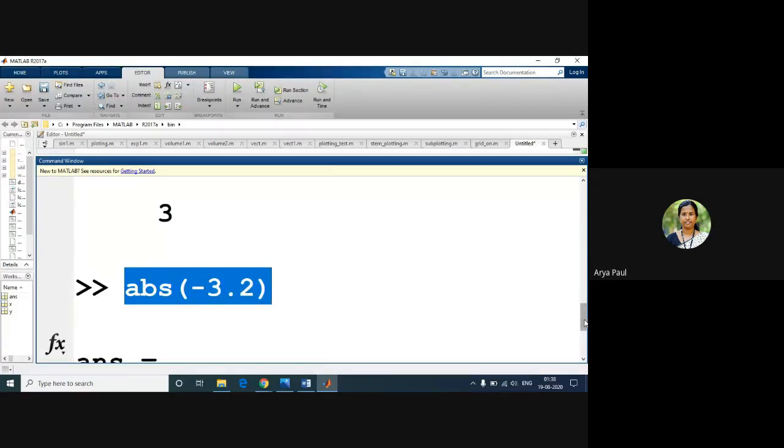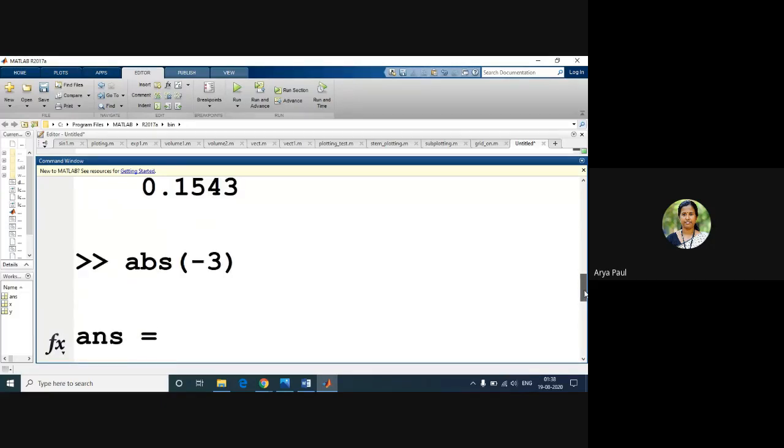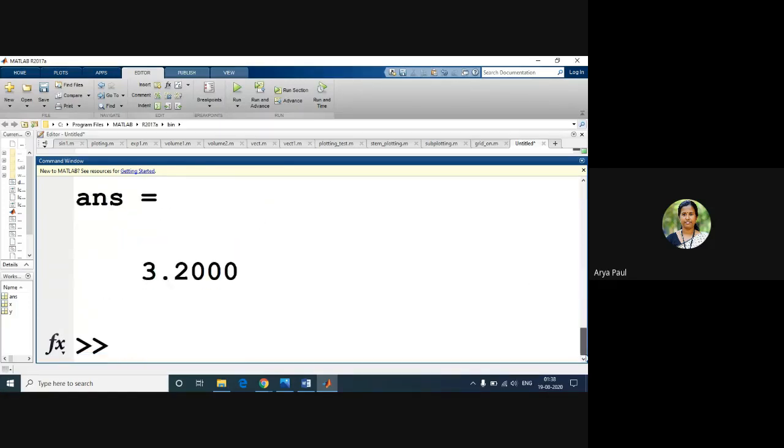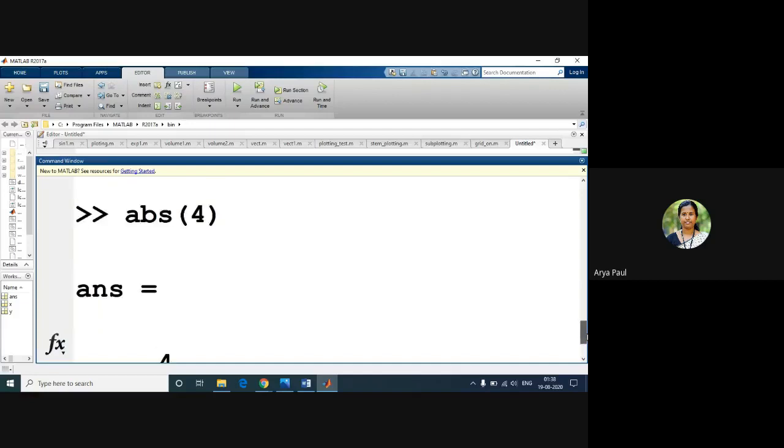Mod of 3 will be 3. Mod of minus 3 will also be 3. Is it clear? It is taking it as a positive value. So the absolute value of minus 3 is 3, the absolute value of minus 3.2 is 3.2, and ABS of 4 is 4. Okay, that is a positive value. Next, I would like to introduce another simple function which is called floor.